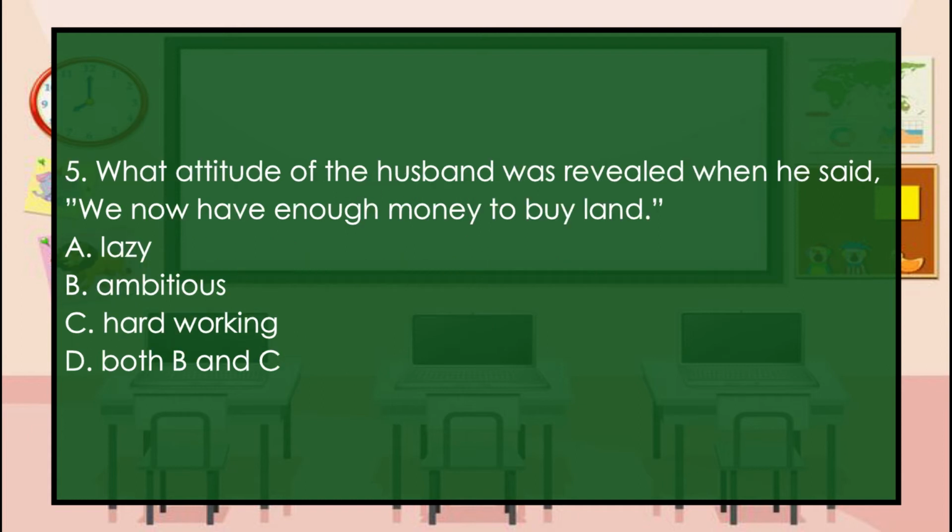Number 5. What attitude of the husband was revealed when he said, "We now have enough money to buy land"? A. Lazy, B. Ambitious, C. Hardworking, D. Both B and C. Are you done? Very good.